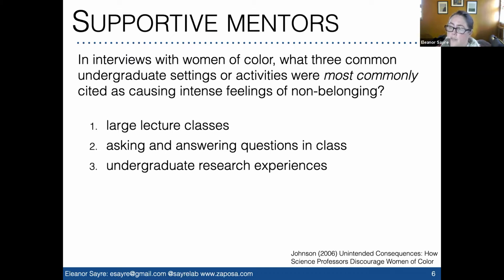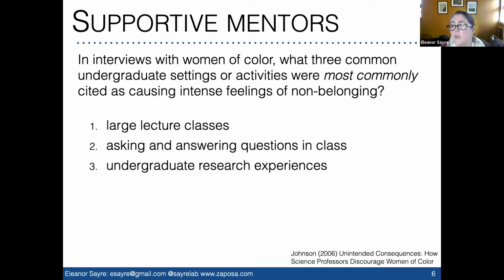And when I saw this data the first time, I was like, yeah, okay, I get it. Large lecture classes, very isolating, very alienating. Asking and answering questions in class, yeah, that's a real opportunity to be ridiculed or exposed for not knowing stuff. Undergraduate research experiences, well, that's totally different.